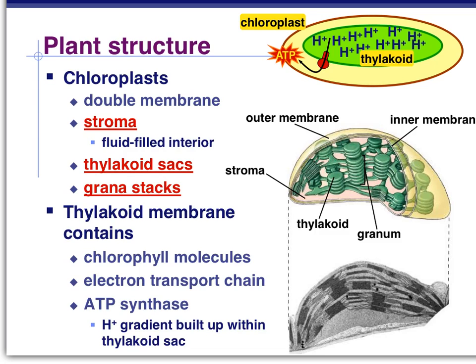Okay, so inside of the actual chloroplast is a fluid-filled interior, and that is called the stroma. So all the liquid parts of the chloroplast is called the stroma. And then we have these specialized membranes or sacs or stacks. So sacs and stacks. Try saying that two times quickly. Which are called the thylakoids and the grana respectively.